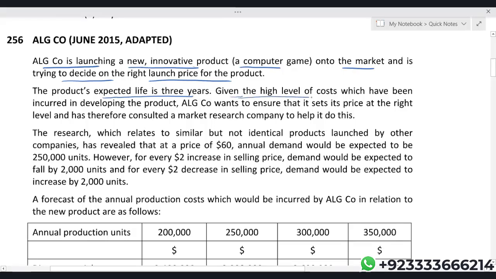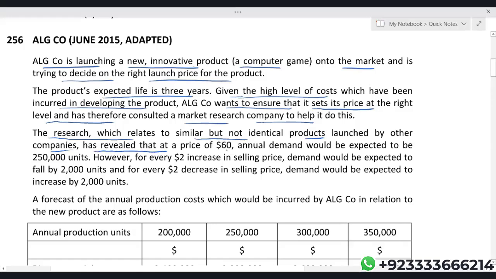Given the high level of costs which have been incurred in developing the product, ALG wants to ensure that it sets its price at the right level and has therefore consulted a market research company to help it do this. They're asking a consultant company to do the research for them. The research relates to similar but not identical products launched by other companies.